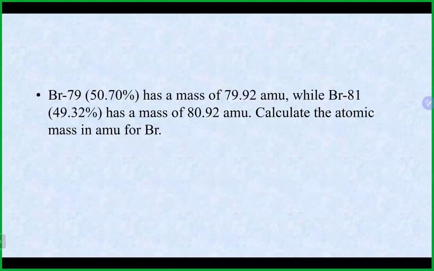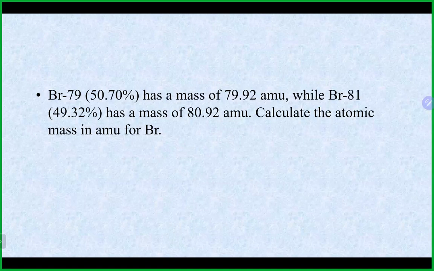So why don't you try this one here? Might be a little different than what you have on your handout. So why don't you give this one a go? Bromine 79 is 50.70% and has a mass of 79.92. Bromine 81 is 49.32%, has a mass of 80.92. What is the atomic mass of bromine?